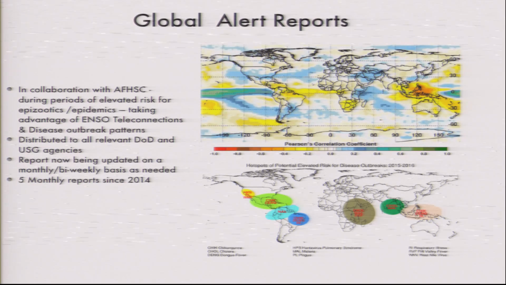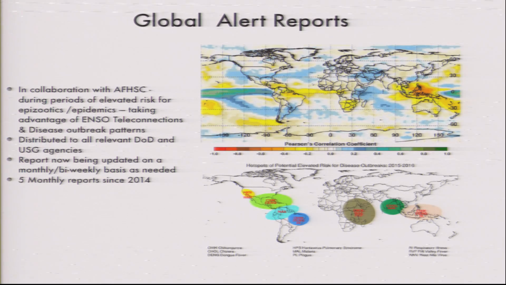Besides that, we are also providing global alert reports. These are custom-made reports that we write for the Armed Forces Health Surveillance Center of the Department of the Defense Health Agency. These go to them and then filter down to other users. And we produce these maps especially during a high-risk period.